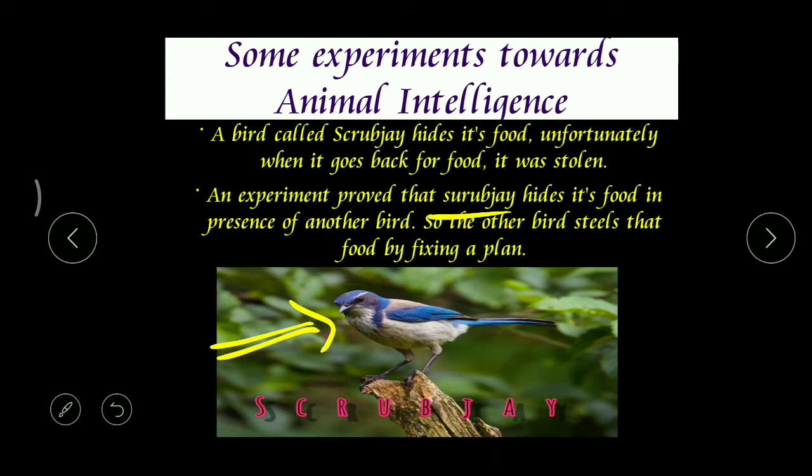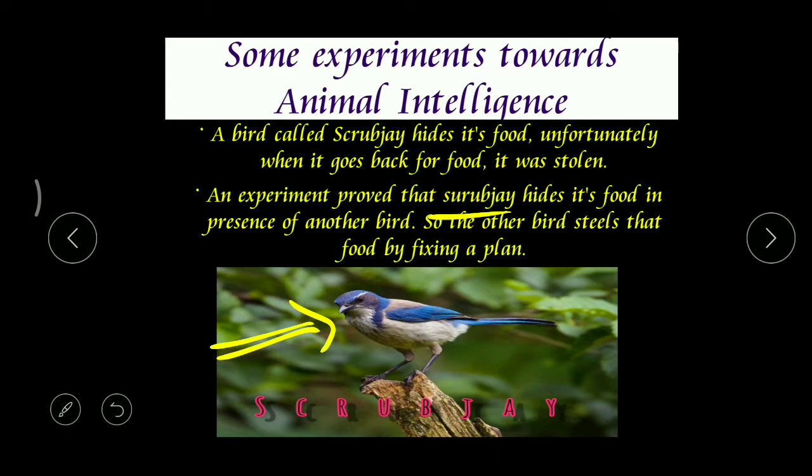scrub jay bird. Okay, then after a few days, when that first bird comes for the food, it cannot find its food. Why? Because the second bird cheated. The second bird cheated the first one. That means the second bird already came there, and it stole that food. Correct. It's a planned win. Correct. So in this way, in animals also we can find this kind of cheating behavior.